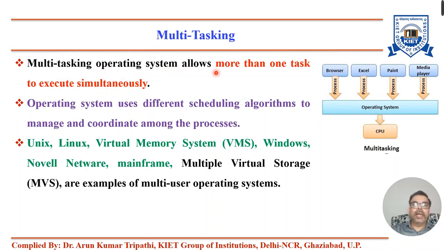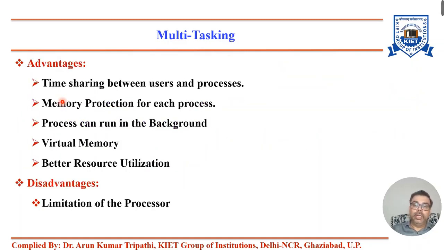A multitasking operating system allows more than one task to execute simultaneously. The operating system uses different scheduling algorithms to manage and coordinate among the processes. Examples of multitasking operating systems are Unix, Linux, virtual memory systems, VMS, Windows, Novell NetWare, etc. So these are the examples of multitasking operating systems.